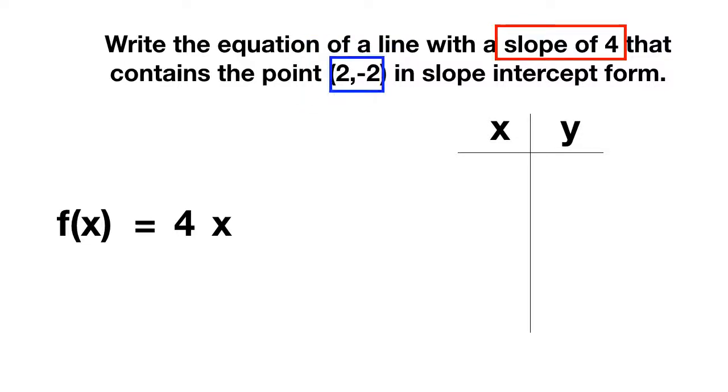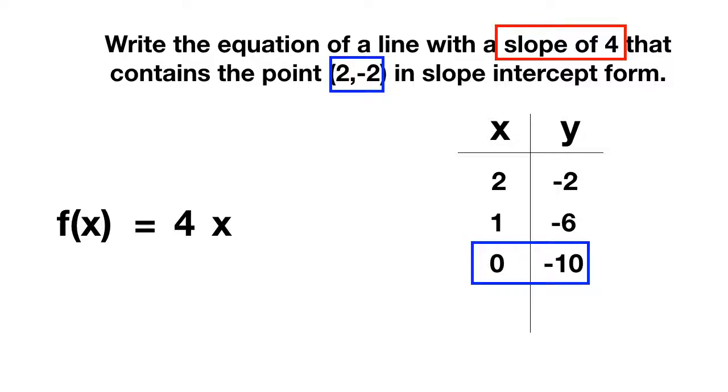Our first point is 2, negative 2. And because our slope is 4, we can figure out the other points. When I move backwards to an x-coordinate of 1, my line is going to move down 4 to a y-coordinate of negative 6. When I move backwards another 1 place on my x-coordinate, I'll move down another 4 to a y-coordinate of negative 10. And because my x-coordinate is 0, I know this is my y-intercept.